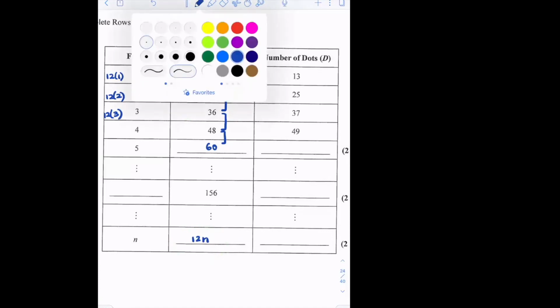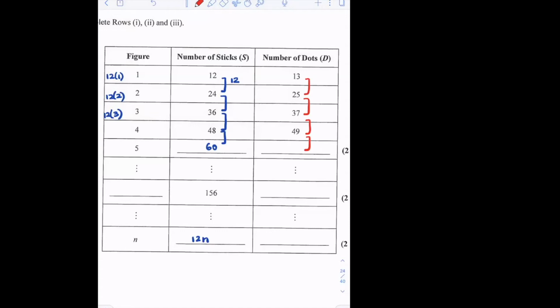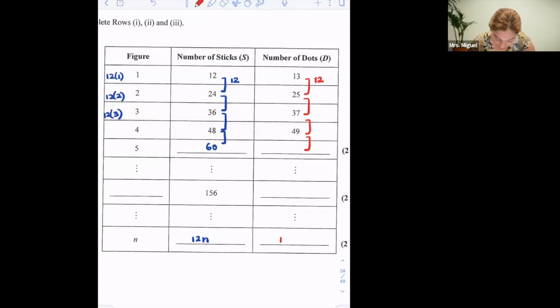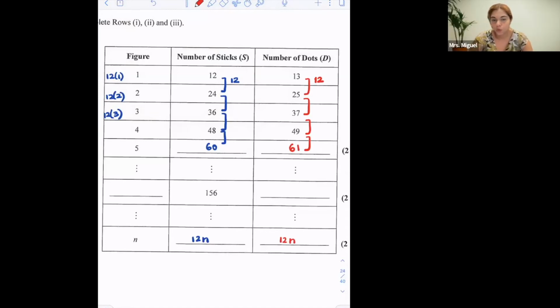We go into the number of dots now. How much is the constant amount? 12. So here we start with 12n. 69 plus 12 is 61. You have that? Yes, miss. That doesn't mean we're going to stop there. We need to check the answer. 12 by 1 is 12. 12 by 2 is 24. 12 by 3 is 36.